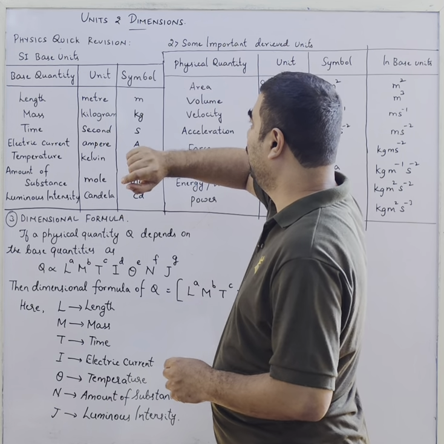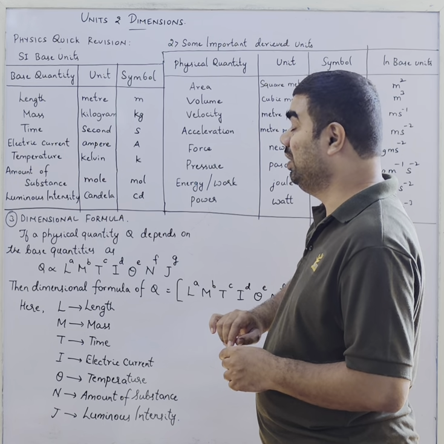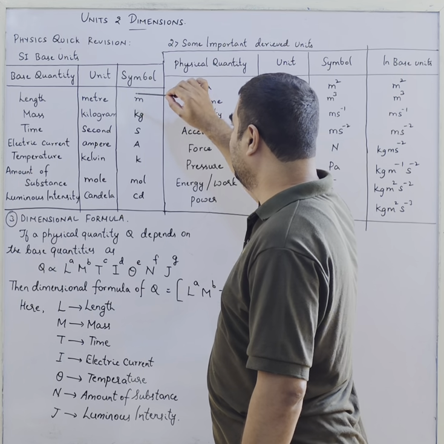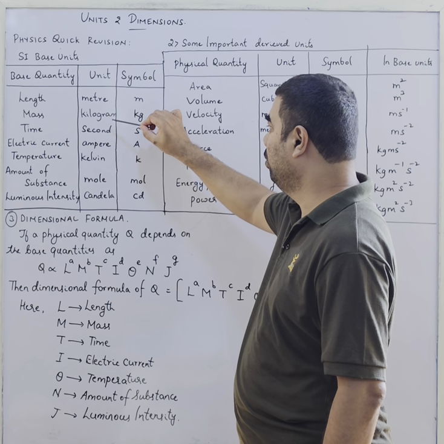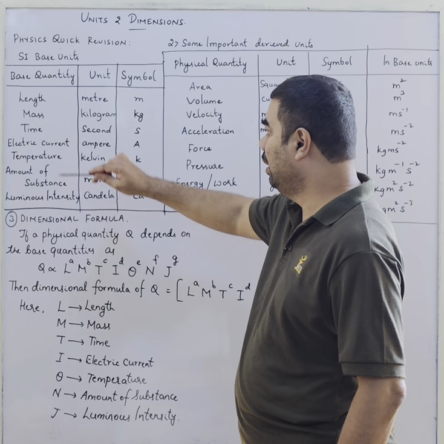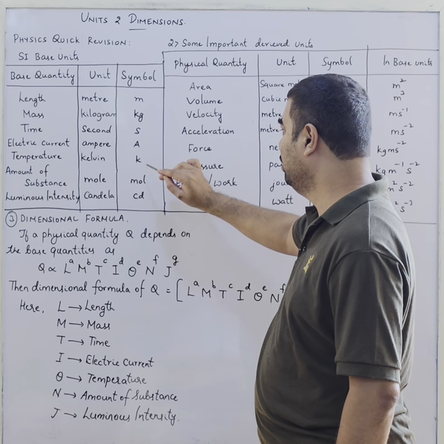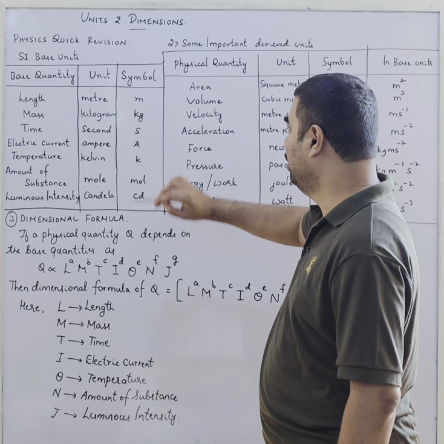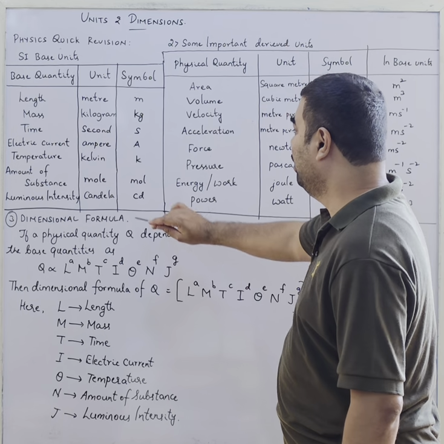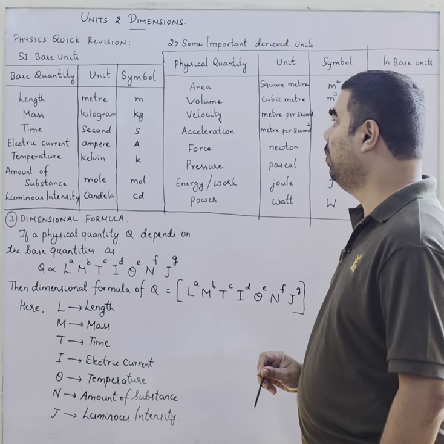Physics, quick revision, SI base units. So base units are totally 7. This is length. Length unit is meter and symbol is m. Mass is kilogram, kg. Time is measured in seconds, representation is s. Electric current is ampere, representation is A. Temperature unit is Kelvin, symbol is K. Amount of substance is mole, which you will get in chemistry also. Then luminous intensity is candela, which is cd. So we have 7 basic quantities.